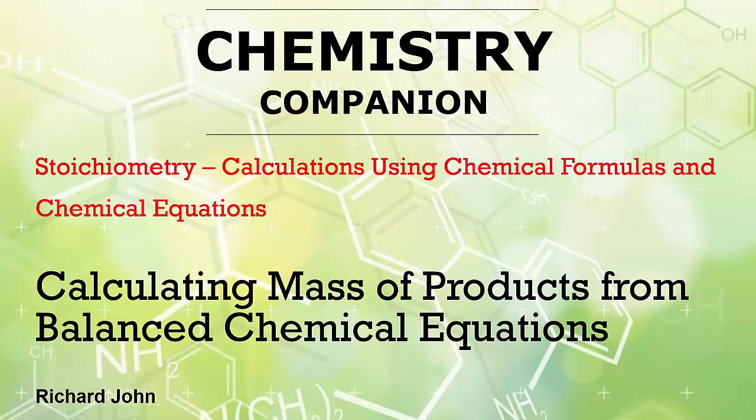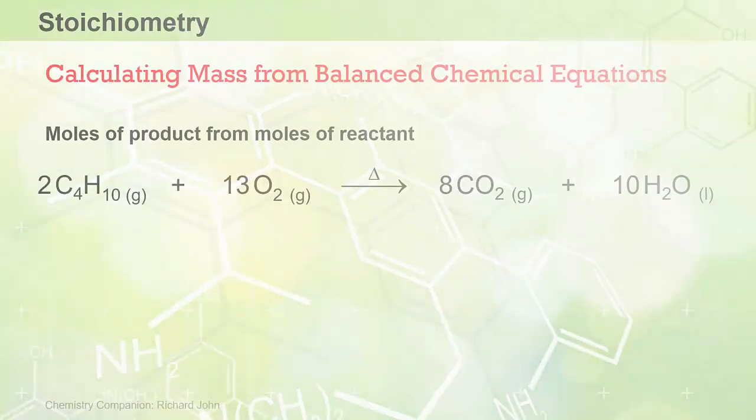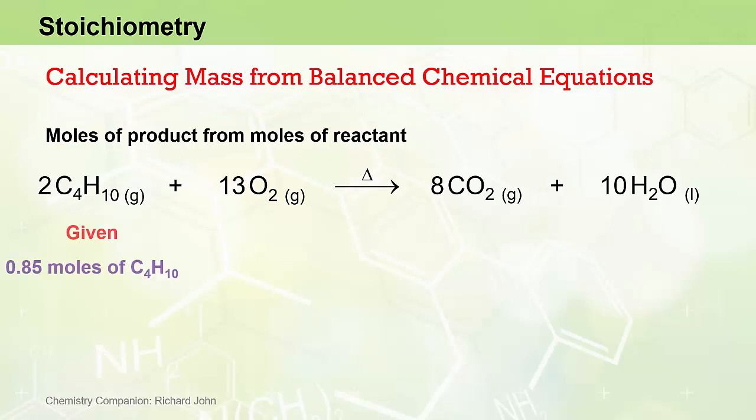In this video, we get to the heart of stoichiometry by looking at how we calculate the mass of products from a given mass of reactants. Previously, we showed how to calculate the moles of product that would be formed from a given number of moles of reactant by considering this scenario here, where we were given the starting moles of butane, C4H10, as 0.85 moles, and we needed to find the number of moles of carbon dioxide that would be produced.